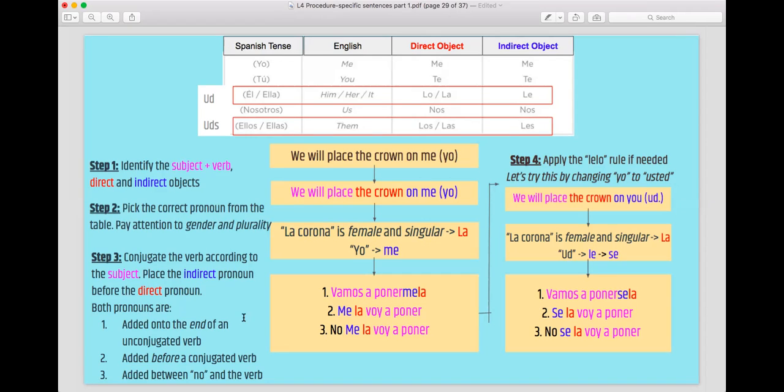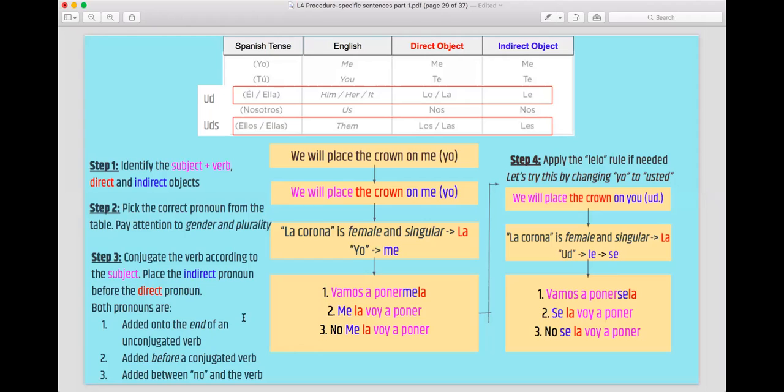But now step 4, let's look at the situation where we need to apply the Lelo rule. Do we need to apply the Lelo rule in this case? No, because we're not using 2 third persons. We're using me, and we're using one of the third persons. So we don't need to apply the rule in this case. There's not a lot of L's going on.